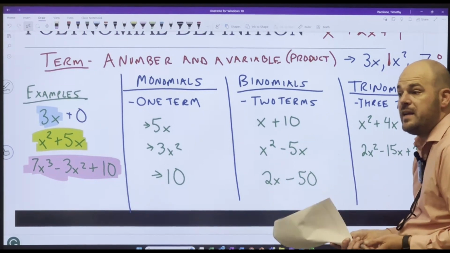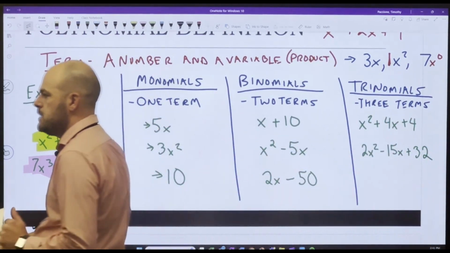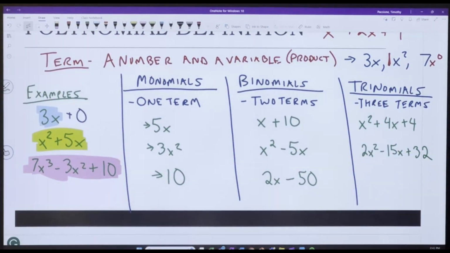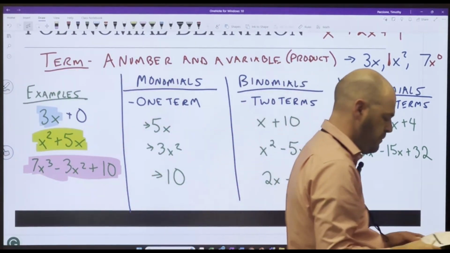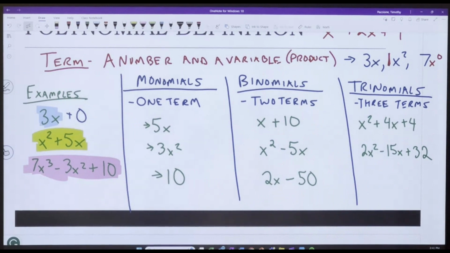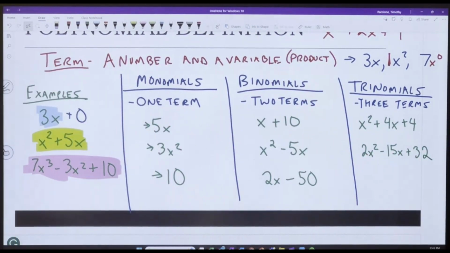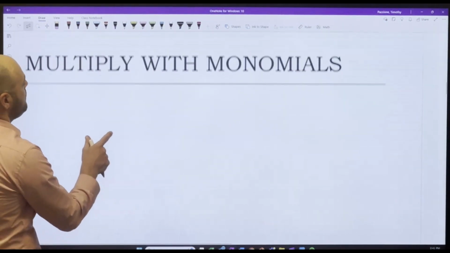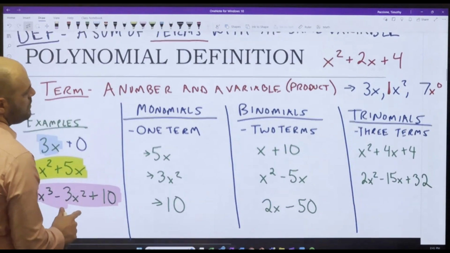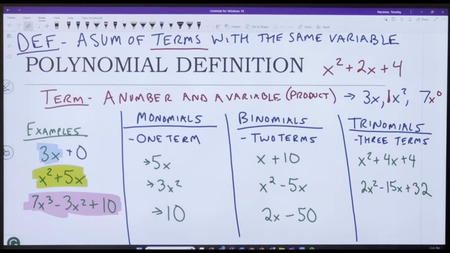Okay? So what we need to talk about today is mostly how do you multiply these things? How do you multiply polynomials? Okay? That's coming. All right, so there's 2 main methods for multiplying.